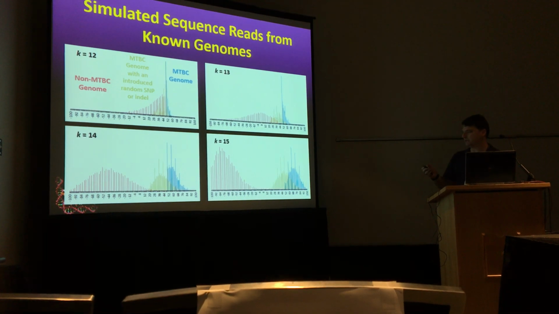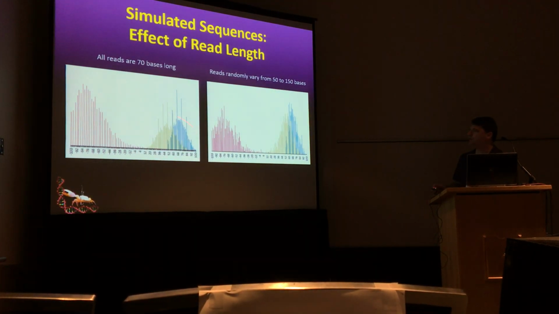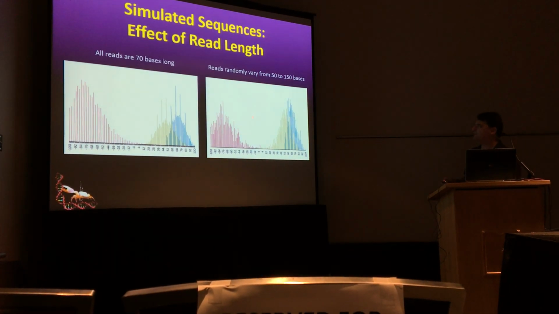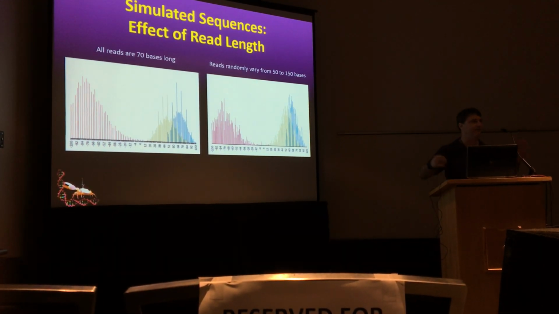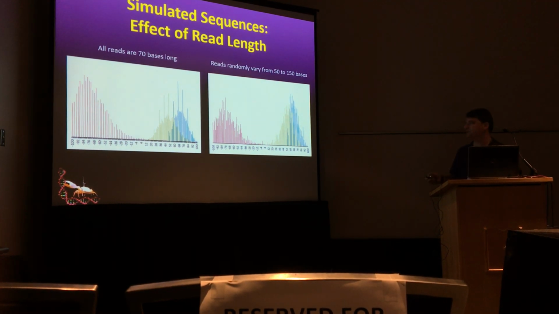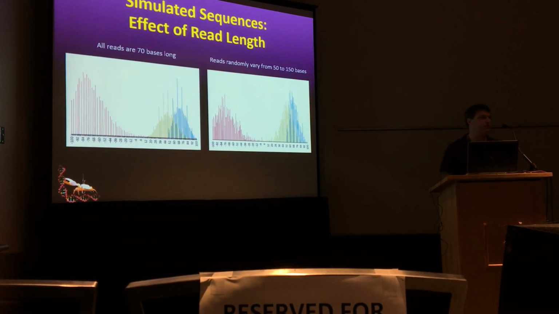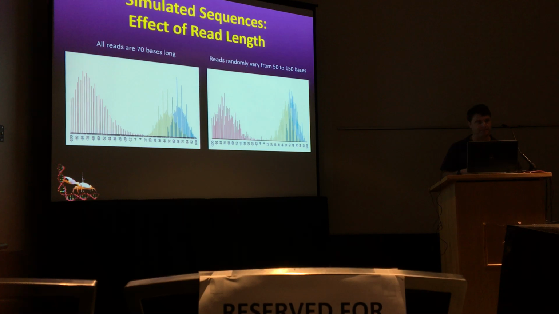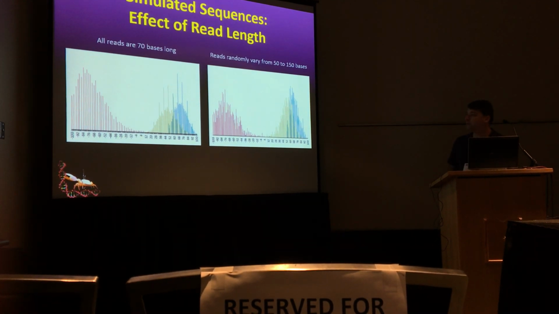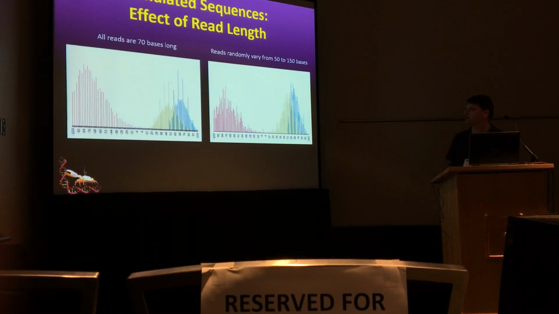These were all done with fixed sequence length. This is where all the reads are 70 bases. This is where the reads randomly vary from 50 to 150, which is about the range we get out of most ancient DNA sequencing. And it's basically the same distribution. So this is nicely independent of the length of the reads. Then we want to see what happens if we use this on real data.